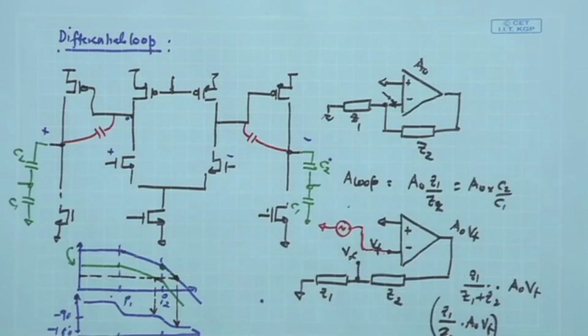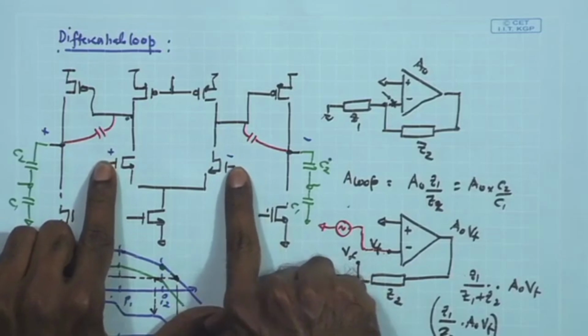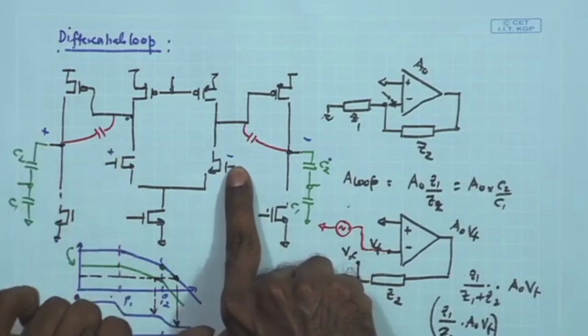And once again, while opening the loop, we have to make sure that the DC bias point over here is the same as what we had during the closed loop condition.